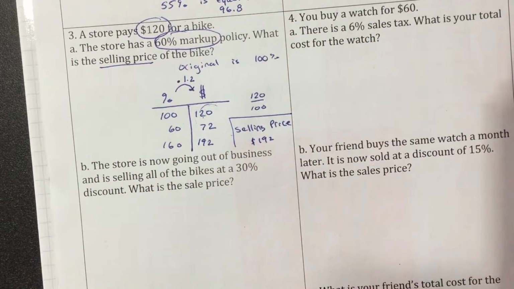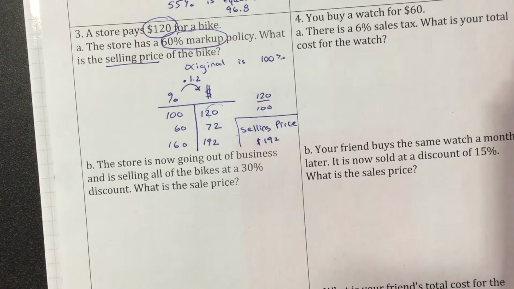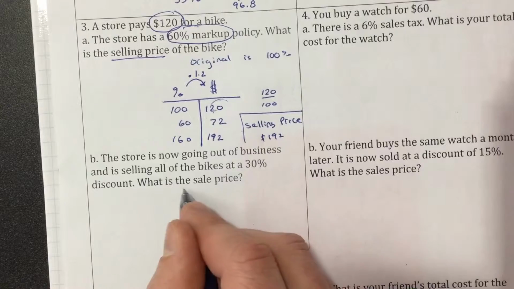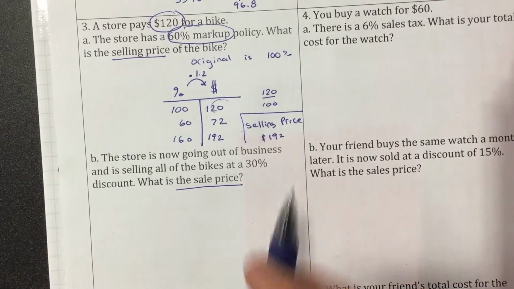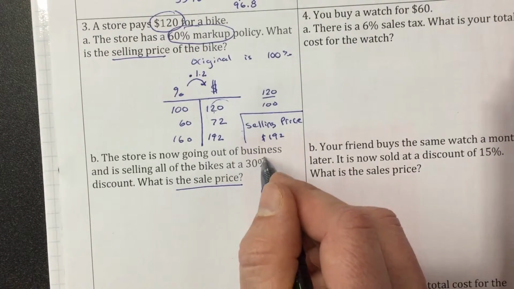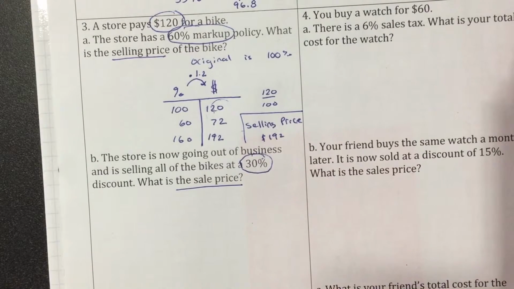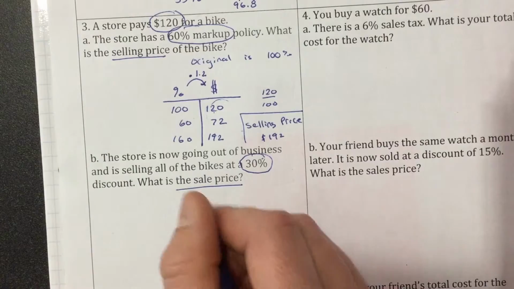Next, it says the bike store is going out of business and selling the bike at a 30% discount. What is the sale price? So we're looking for what are they going to be selling it at. So what I have to do, I know that this is the discount that they're going to be taking off. The price that they were going to sell it at originally is the 100%.